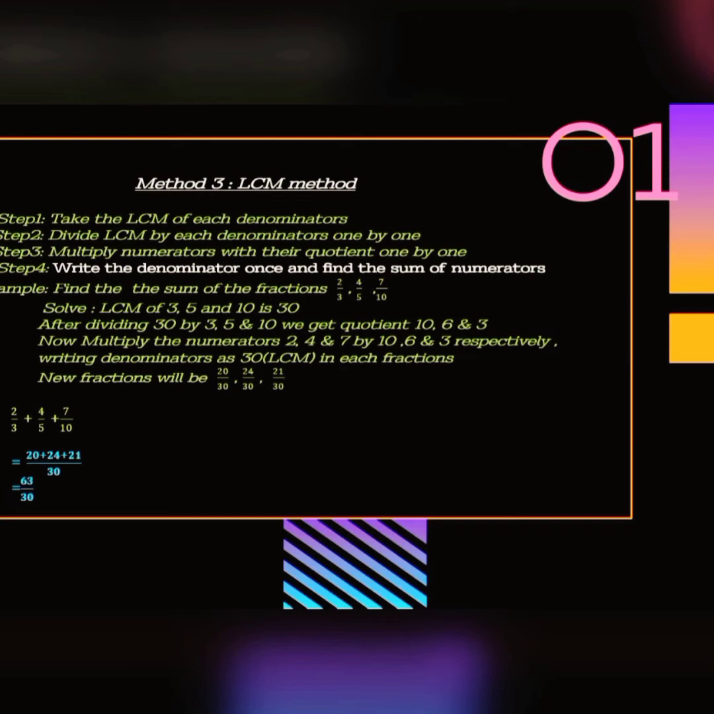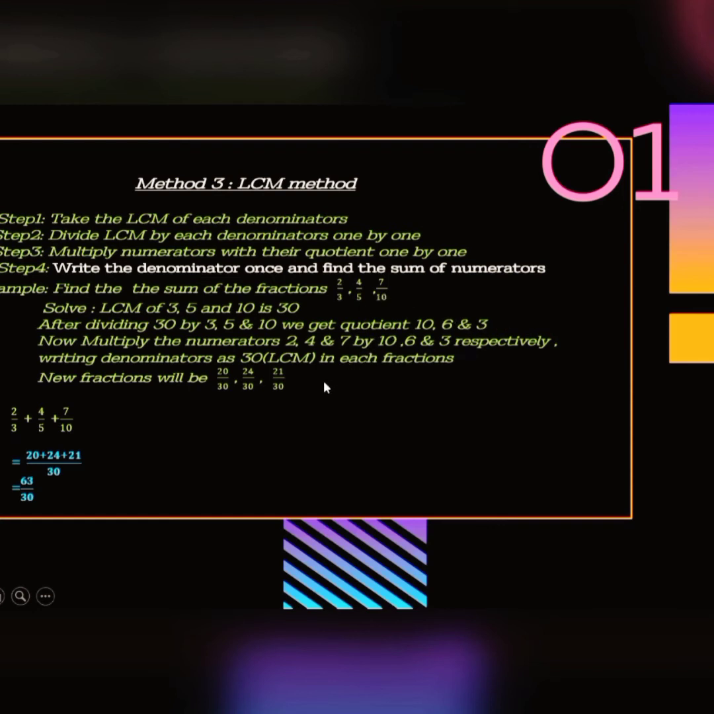Now we need to multiply these quotients into the numerator and denominator of the first, second, and third fractions respectively. So 2 multiplied by 10 will be 20, 3 multiplied by 10 will be 30, 4 multiplied by 6 will be 24, and 5 multiplied by 6 will be 30. This is the second fraction, and the third fraction is 7 upon 10. 7 upon 10 will be multiplied by 3. 7 multiplied by 3 will be 21, and 10 multiplied by 3 will be 30.